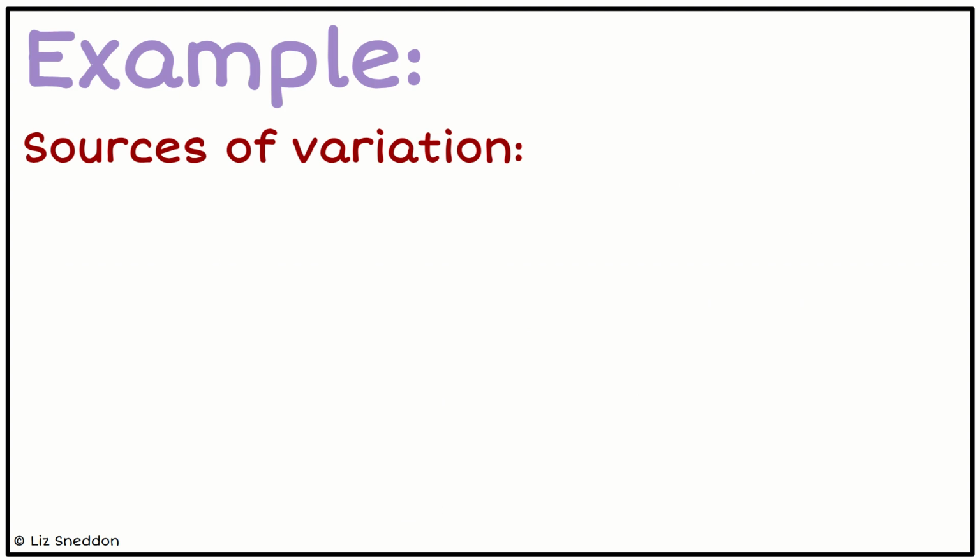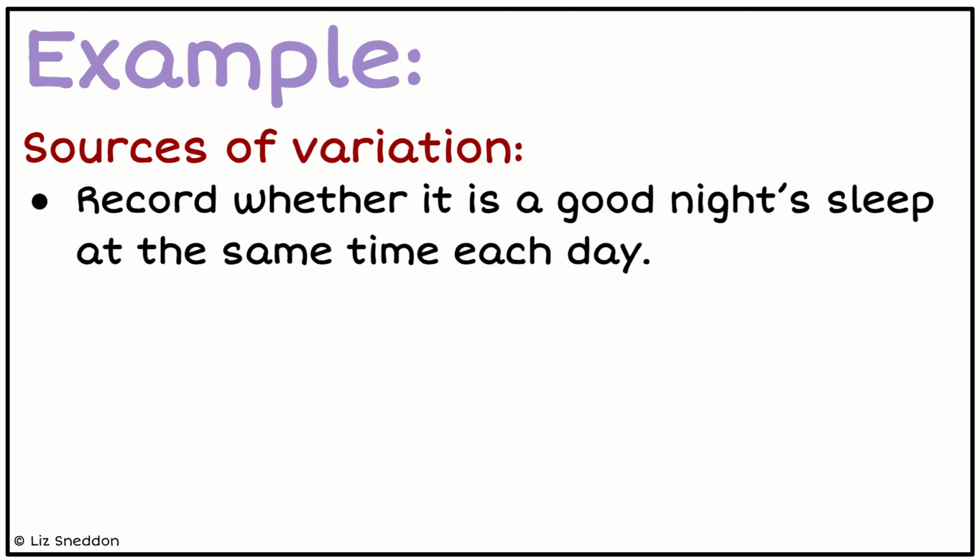Okay, so some sources of variation, things that we might need to control. One of them is to record at the same time each day. So when I get up first thing in the morning, I need to record I had a good night's sleep or a bad night's sleep, and make that decision. It's important to do that at the same time, because if I do it later in the day, I might have forgotten and not have as accurate a recall of my memory.